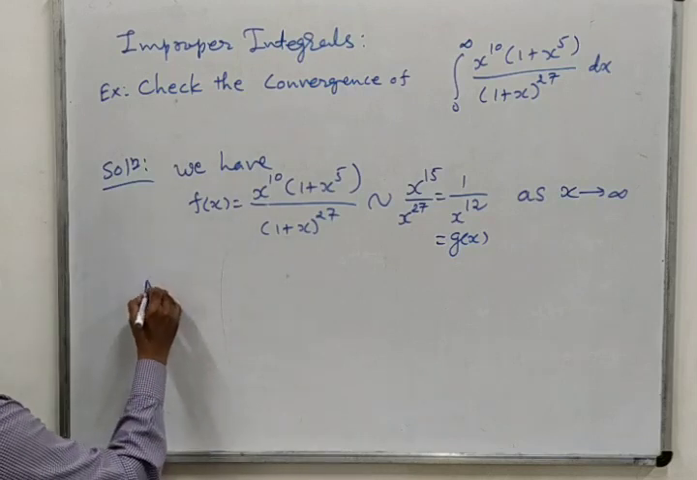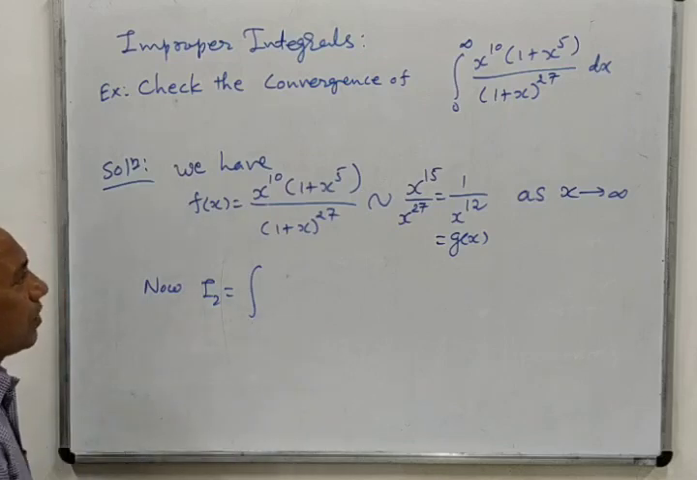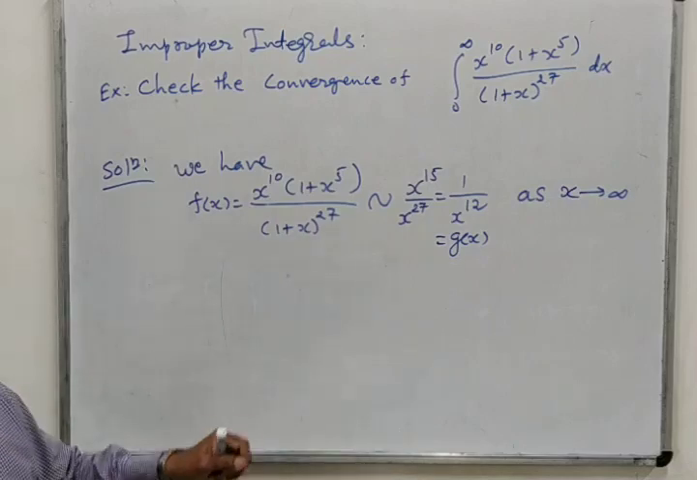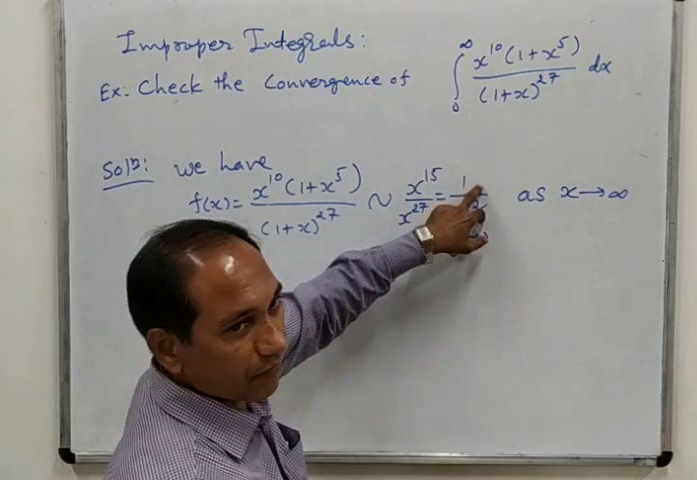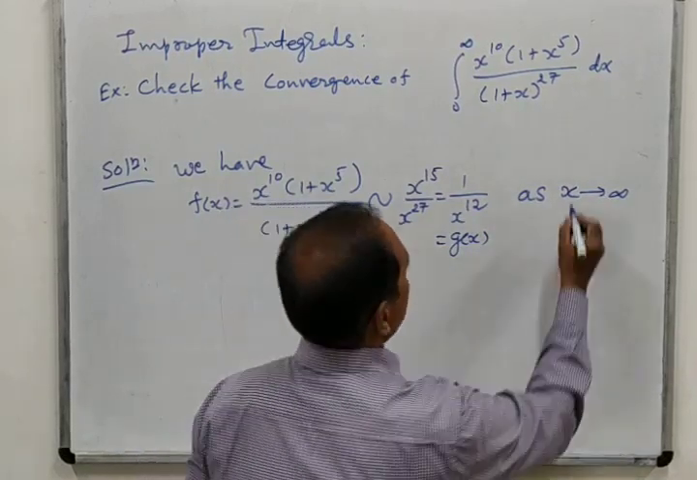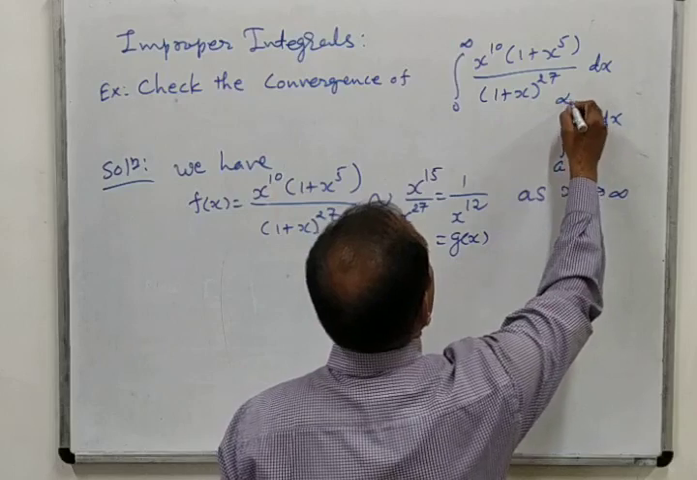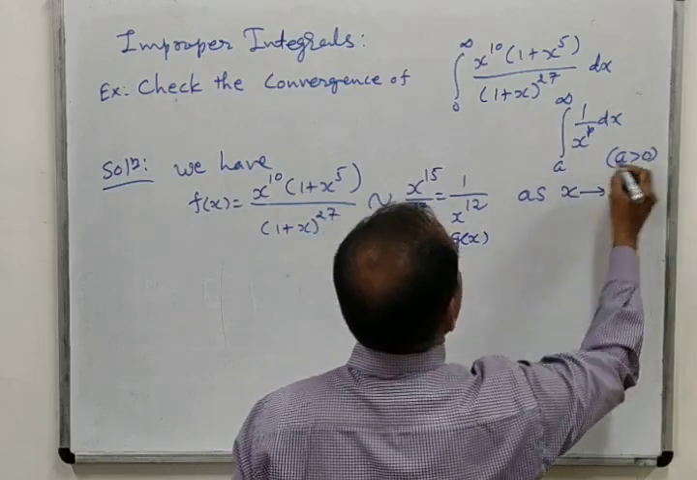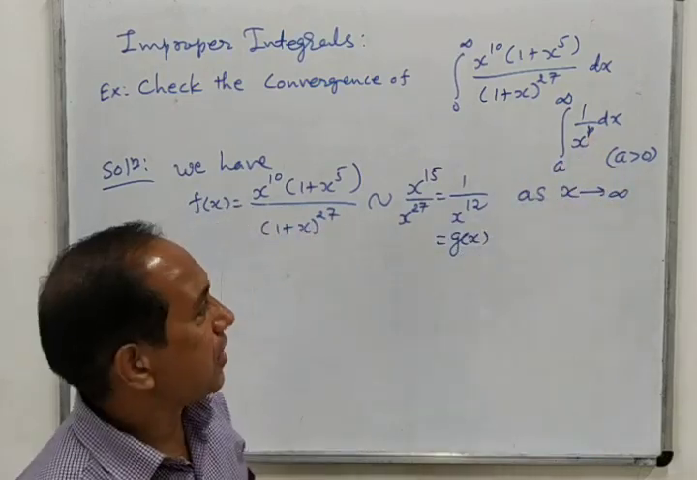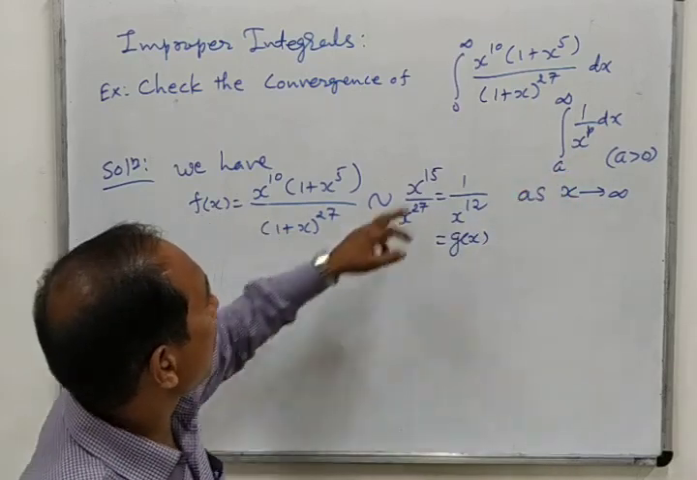And now we will check I2 equal to integration. Before that, I would tell you that we have seen in the comparison test, and we want to check its convergence. And for this convergence, we have seen one p integral. The p integral is integration 1 upon x raised to p dx from a to infinity, and there we have seen that a must be greater than 0. And this is convergent if p greater than 1, and it is divergent if p less than or equal to 1. But here we can see that the lower limit is 0.